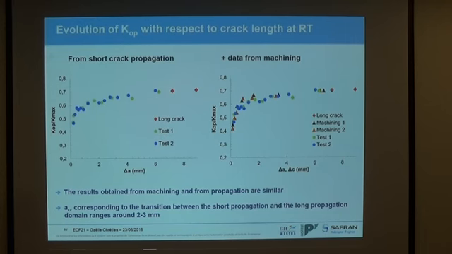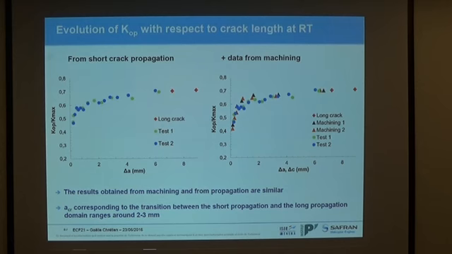Let's move to some K opening results. So you can see that the crack opening increased with crack length up to reaching the one of a long crack. If we compare this to the data obtained from machining, so this one for propagation and the triangle for machining, you can see that they are quite similar. So we have to keep in mind that if we machine a long crack, we obtain the same results as with a propagated short crack. It allows us to obtain data in less time.